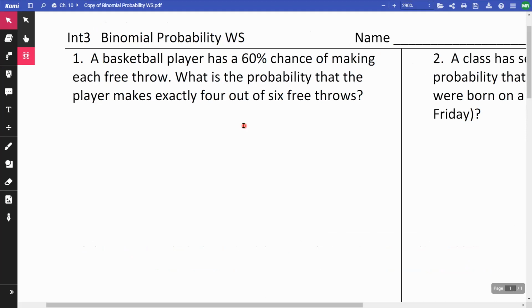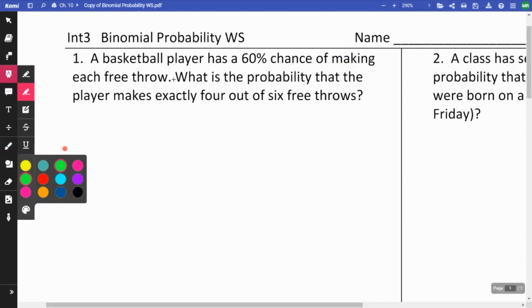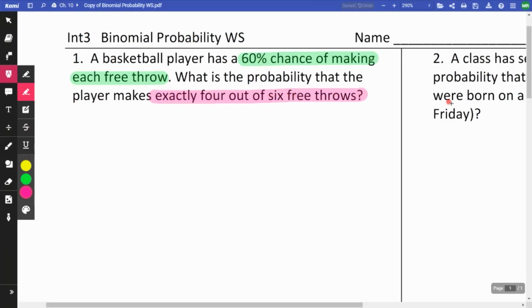On the first problem, it says a basketball player has a 60% chance of making each free throw. What is the probability that the player makes exactly 4 out of 6? So, 60% chance of making each free throw, and we're trying to find exactly. That's important, that we see exactly 4 out of 6 free throws.